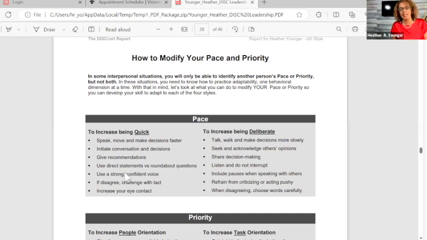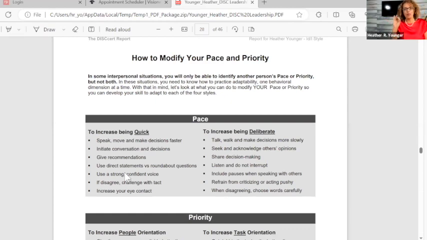So this I love because it talks about modifying your pace and your priority. So once you understand what your pace and your priority are, you can adjust it and you can understand what other people's paces and priority are. So the D and the I have a quicker pace. So they're going to speak, move, and make decisions faster. They're going to give recommendations. They're going to use strong, confident voices and language. If you disagree, they're going to challenge you with tact. So the I and the D, their pace is much faster.